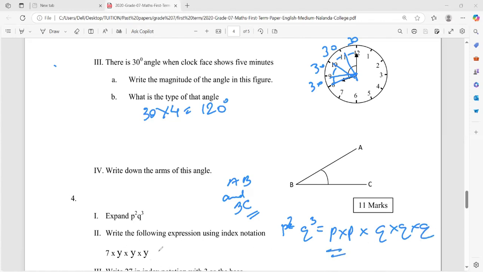Write the following in index notation. Here you can write it as 7 y to the power 3. And this is how you get this answer. Okay. Now let's go to the next part.